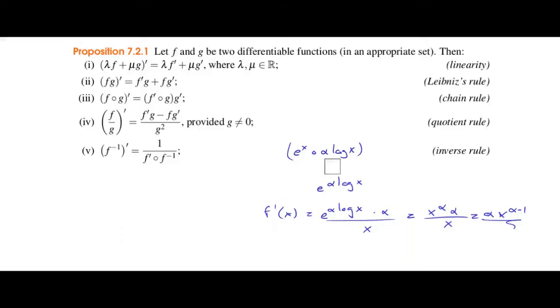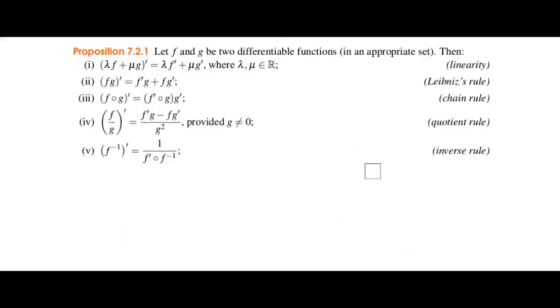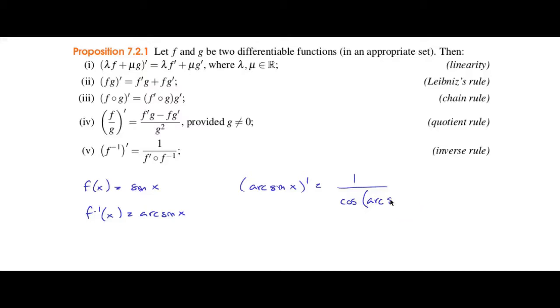Finally, let's do one of the trigonometric ones. We know that the inverse of the sine is the arcsine. What is the derivative of the arcsine? The derivative is 1 over f prime, which is the cosine, but evaluated at the inverse. So instead of the cosine of x, it's the cosine of the arcsine of x.